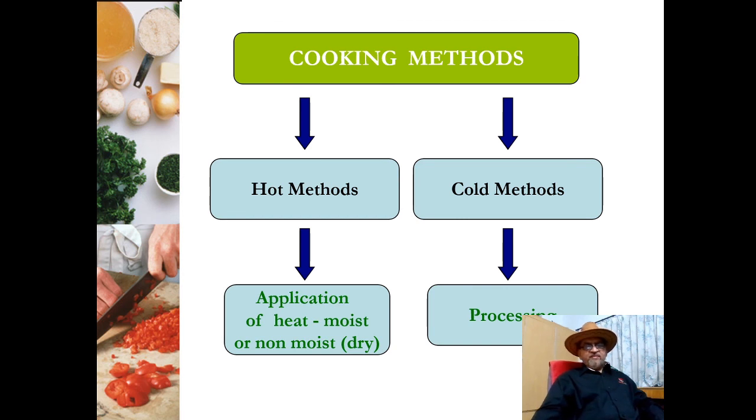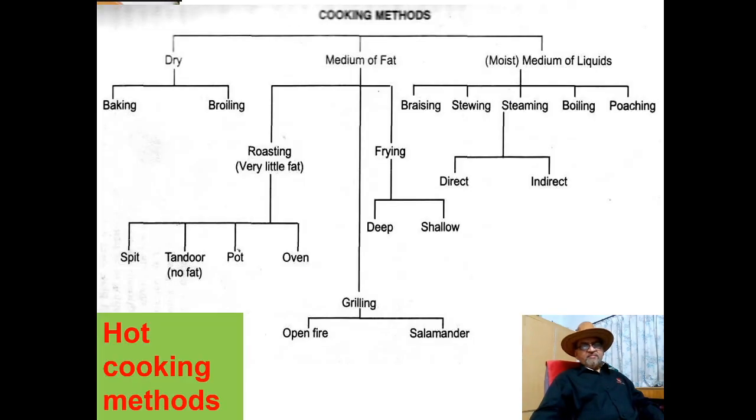I've already told you cooking methods are two types, hot and cold. In hot methods, there is application of heat. Application of heat is of two types, moist and dry. This is the chart. Hot cooking methods. Please look carefully. There is the moist methods of cooking on the extreme right hand side.